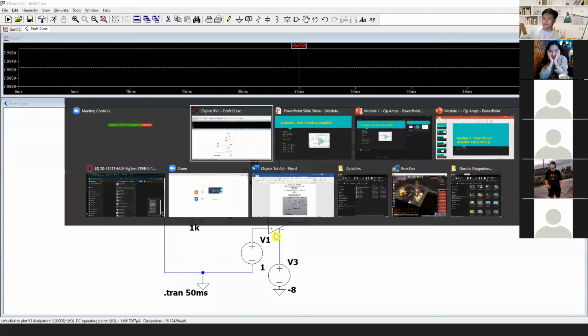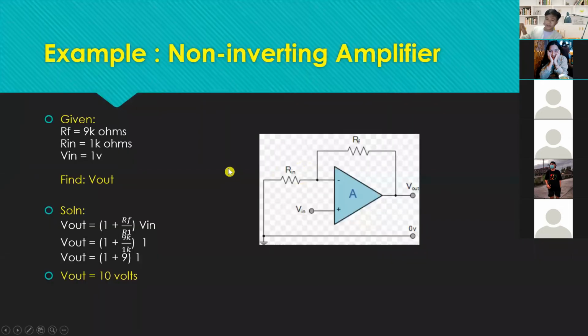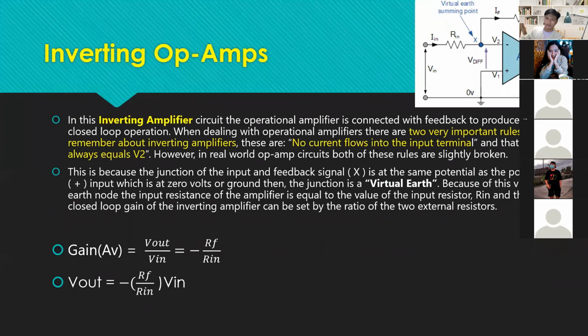Okay, very good. So moving on, if we have non-inverting, we also have inverting amplifier. Or inverting op-amps. So, ito yung circuit natin. Okay, so mamaya explain ko kung anong nabago, ano yung parang pinagkaiba nila. So, in this inverting amplifier circuit, the differential amplifier is connected with feedback to produce a closed loop operation. So, same pa rin. Meron pa rin tayong closed loop operation.